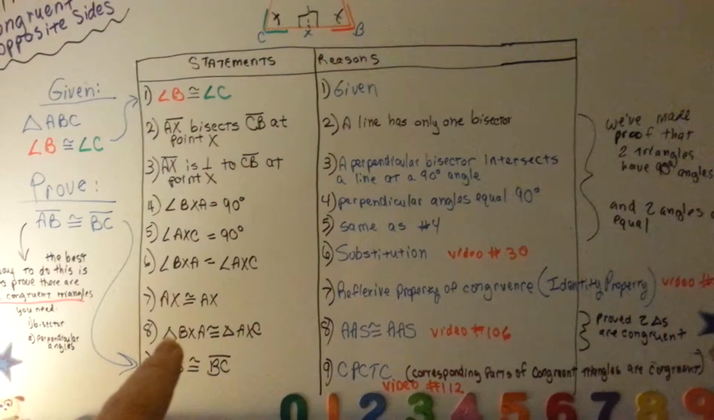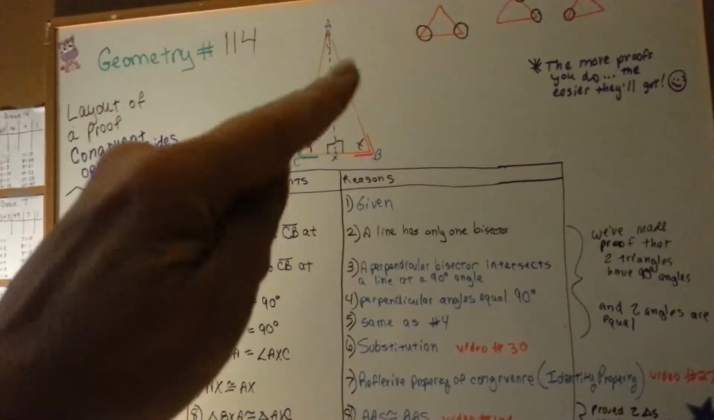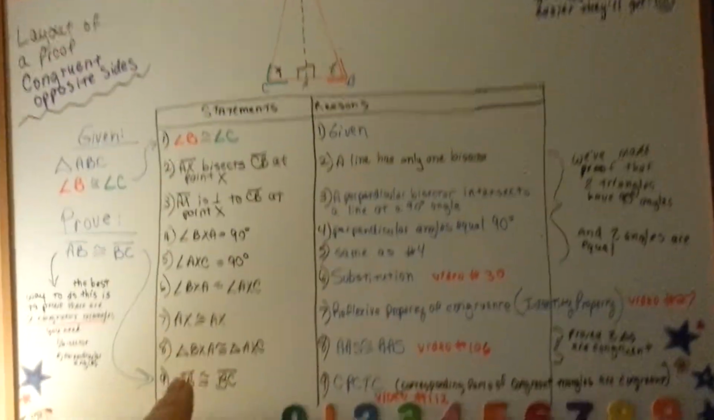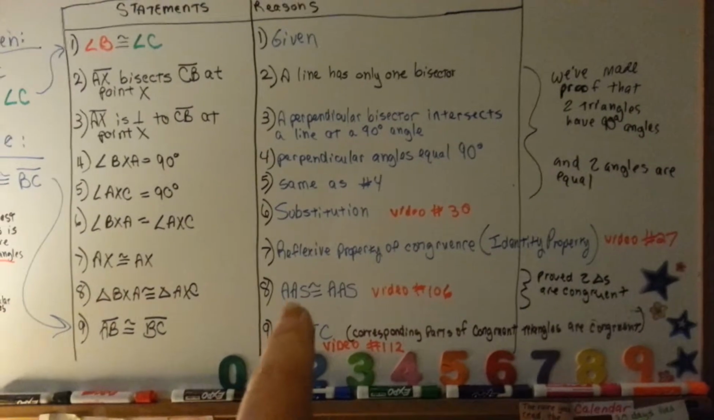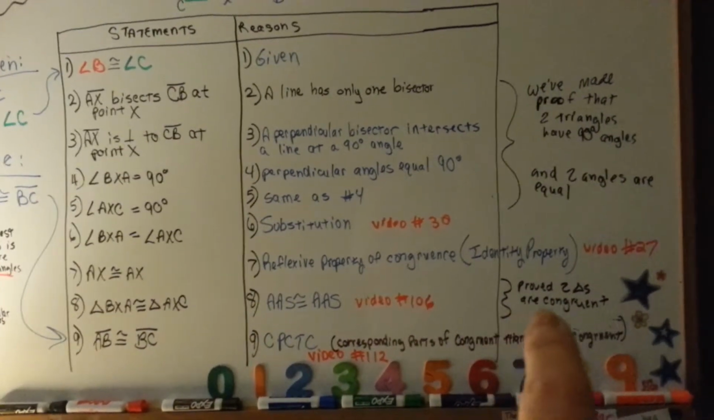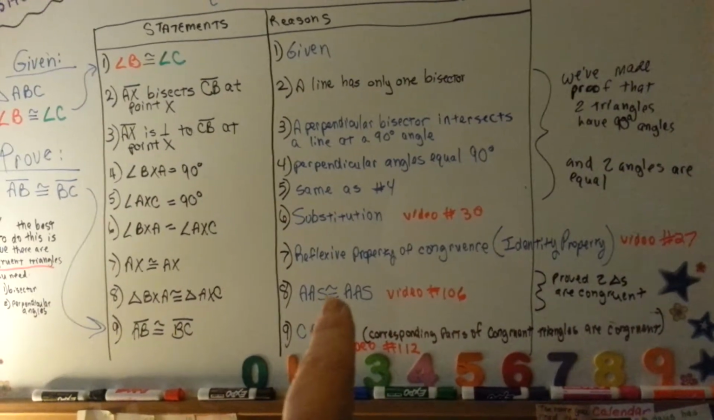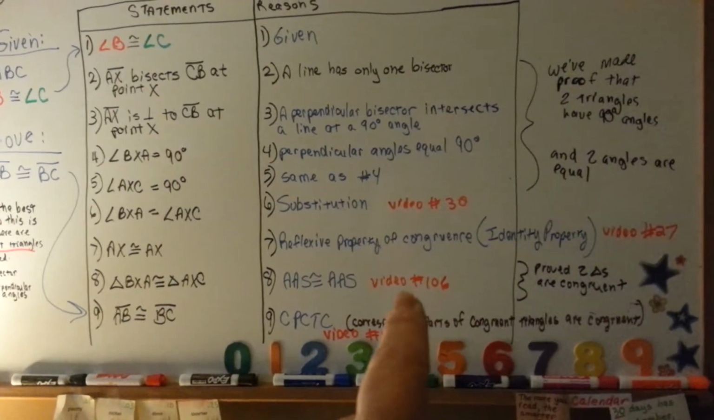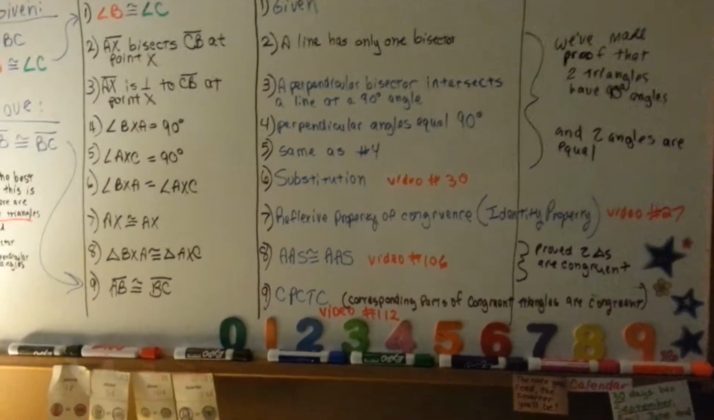So now we can say that the triangle of BXA is congruent to the triangle of AXC. This triangle is congruent to that triangle, which is wonderful that we can say this, because now, because of angle side is congruent to angle side, we've proved that the two triangles are congruent. And if you don't know what AAS is, that's in video number 106. We've come very, very far up to be at video number 114.